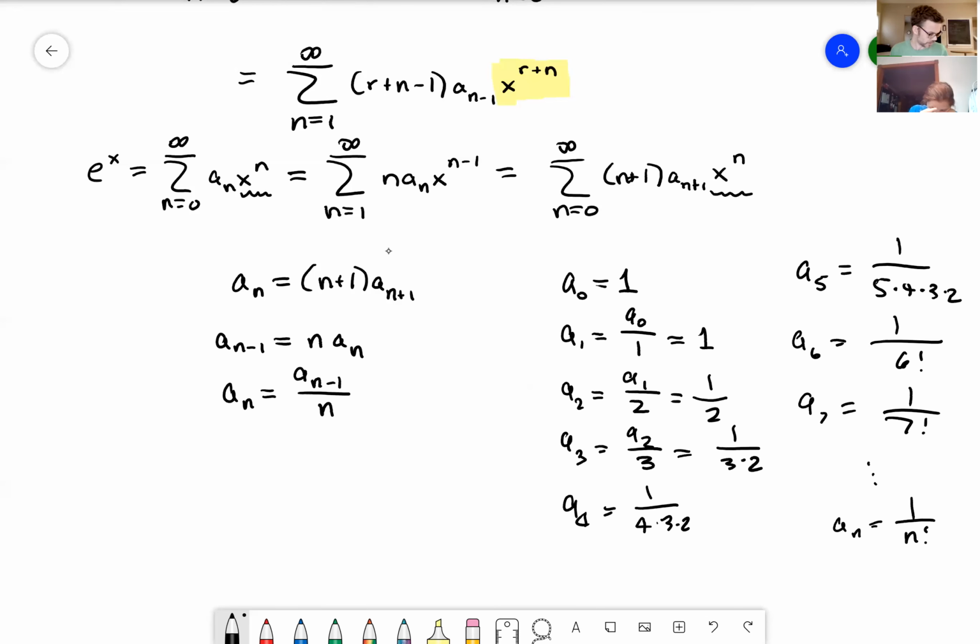Tomorrow, we will start looking at actually using this to solve differential equations. And on that note, I will end for today, unless you have any questions.